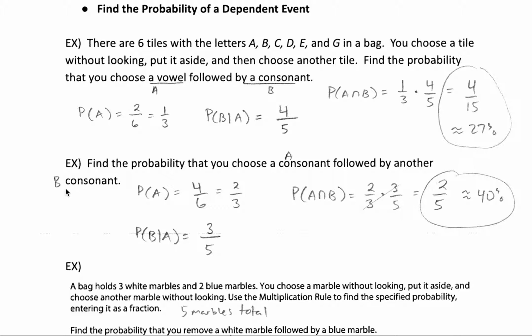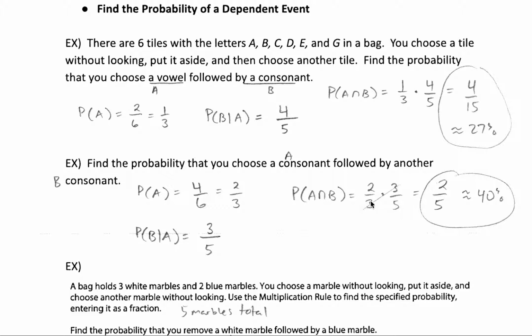But next, what's our conditional probability? Given that we chose a consonant and did not put the tile back, what's the probability that we choose another consonant? Well, because we didn't put the tile back, again, we only have 5 tiles left in our bag. Out of those 5 tiles, because we chose a consonant first, how many consonants are left? Well, because we chose 1 out of the 4, there's only 3 left. So we have 3 out of the 5 tiles are consonants.